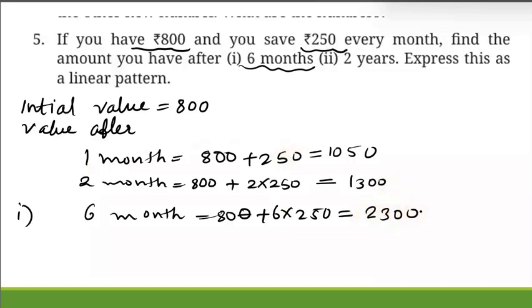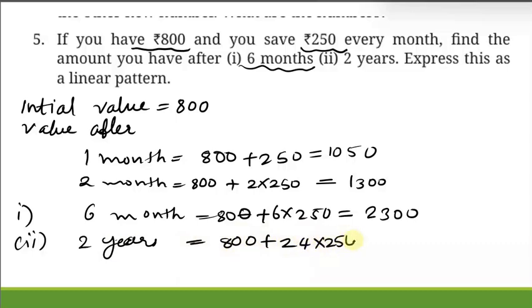2300. Got the idea? Now the second one is the value after 2 years. 2 years means how many months? It will be 12 months. 12 plus 12, 24 months. So 800 plus 24 into 250. Are you getting why we are taking 24? Because the question is given per month. Each month you save 250. So it is 2 years, and 2 years means 24 months. That's why we are adding 24 into 250. So 24 into 250 will be 6000. 800 plus 6000, you will get 6800.